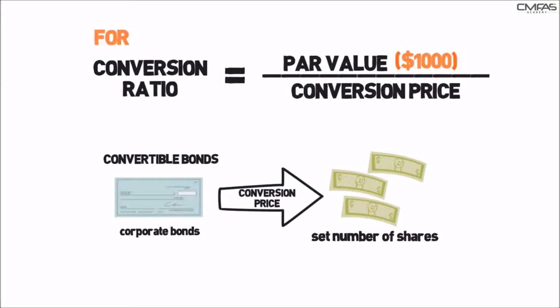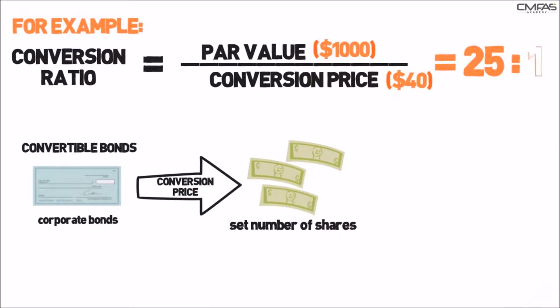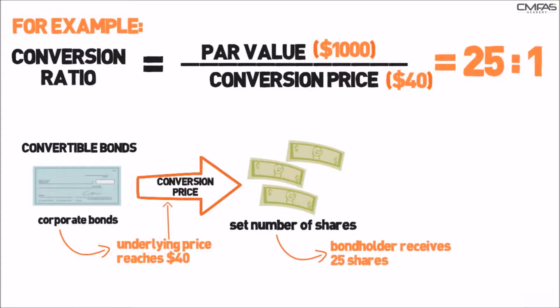price. For example, if a convertible bond has a current price of $40, the conversion ratio is 25:1. The bond could be converted to common share once the underlying share price reaches $40. The convertible bondholder will receive 25 shares.